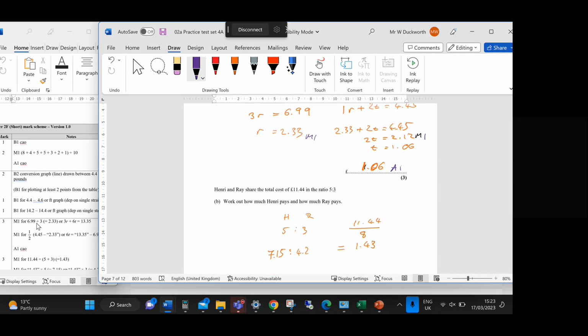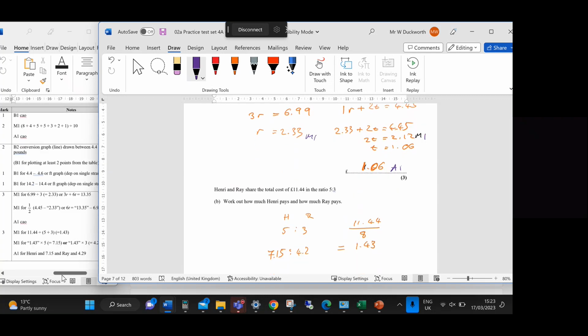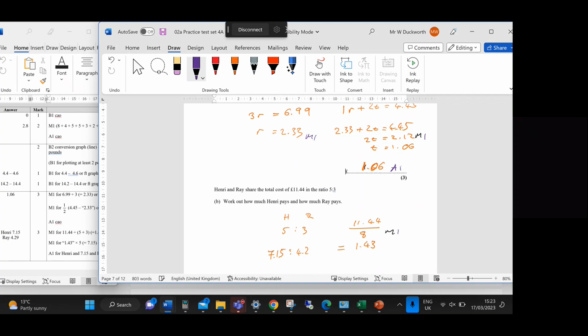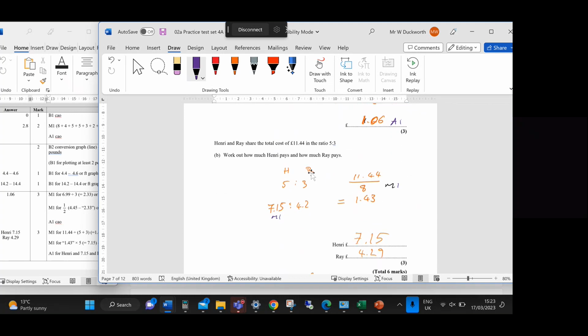So Henry and Ray, the Henry and Ray question, we have got £11.44 divided by 8 picks up you the first method mark, and then times that by 5 gives you the second method mark, and then it's an A1 mark for the final answer of both of them.